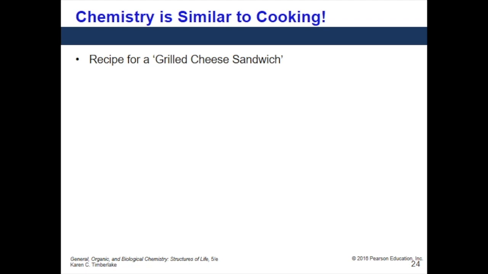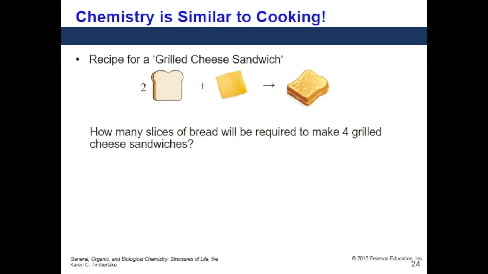Okay, so I'm guessing a lot of you might have made a simple plain grilled cheese sandwich, right? So what is the recipe for a grilled cheese sandwich? For making one sandwich, you need 1 slice of cheese and 2 slices of bread, right? So if we use 2 slices of bread and a cheese slice, that would give us 1 cheese sandwich. Now let me ask you a question. How many slices of bread will be required to make 4 grilled cheese sandwiches? If you were to make 4 sandwiches, your answer would be 8 slices of bread, right?